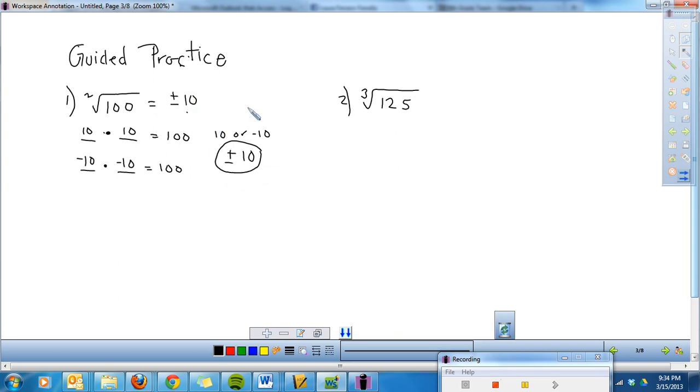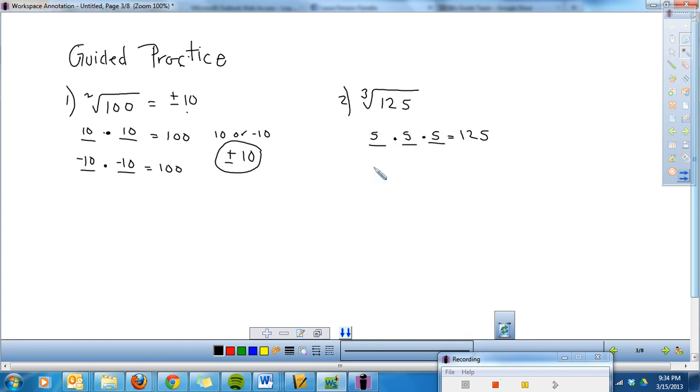All right, let's talk about the cube root. This is asking me what number times itself 3 times gives me 125. Well, I know that 5 times 5 gives me 25. So 25 times 5 is 125. So it's going to be 5 times 5 times 5.